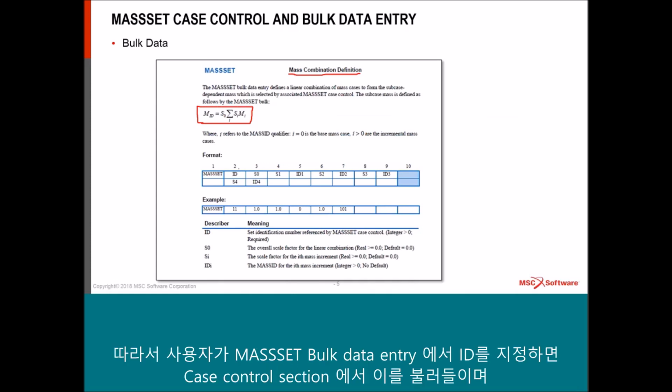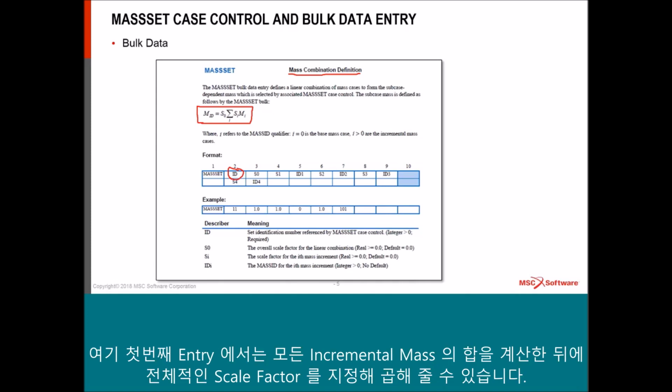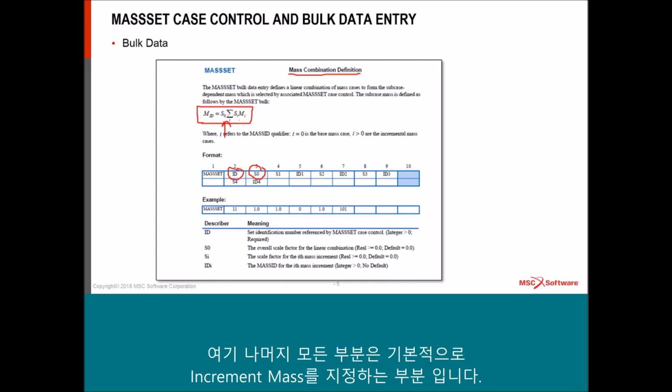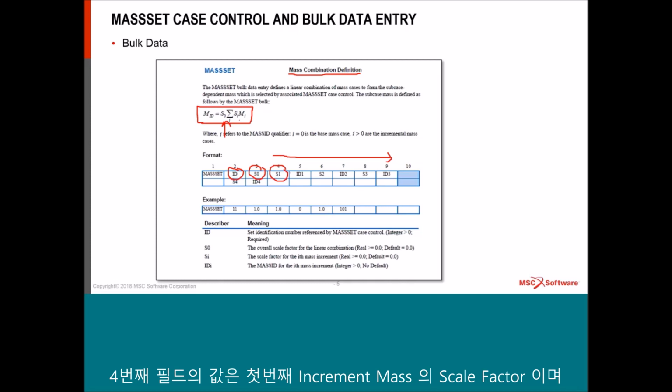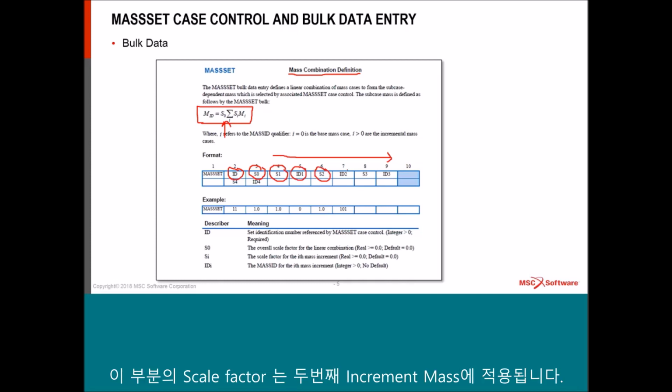So basically you're putting in the MASSSET bulk data entry, and your ID will be the ID that you've already called out in your case control. The first entry here is the overall scale factor that you're going to multiply your summation of mass increments by afterward. Everything else here is every one of your mass increments. The fourth field is the scale factor for the first mass increment. This is the scale factor for your second mass increment, and so on and so forth.